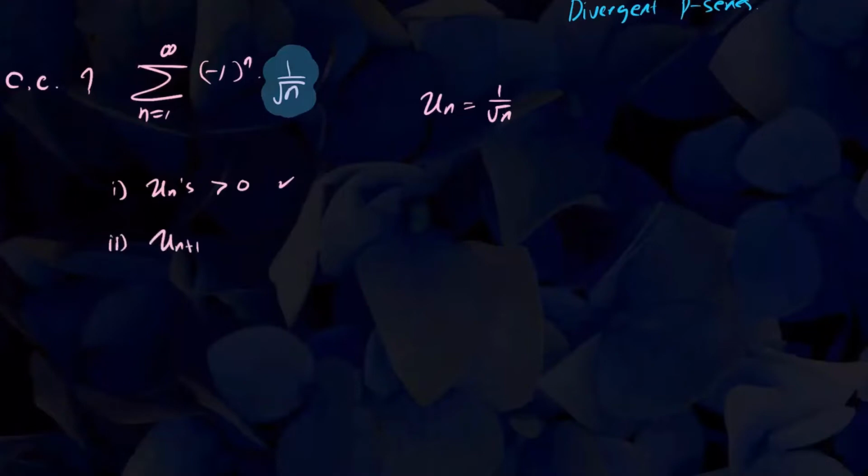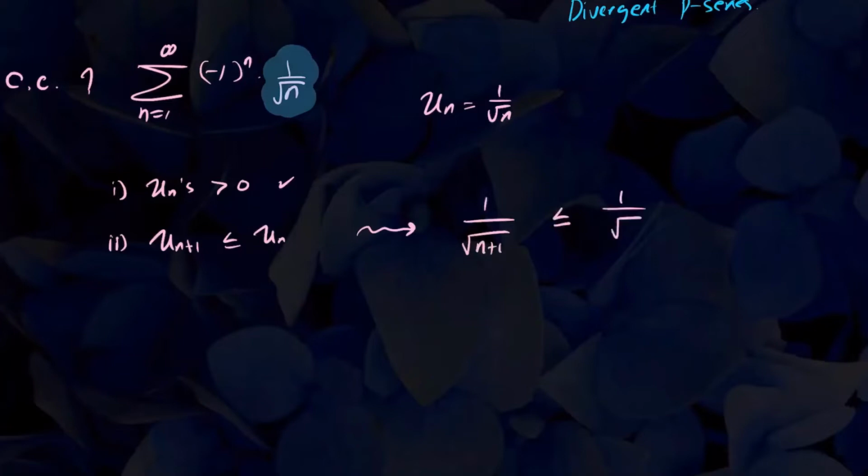So u sub n plus 1 is less than or equal to u sub n. That also seems to be true. This is 1 over the square root of n plus 1. Is that less than or equal to 1 over the square root of n? Yeah, we can agree on that. Because we have more in the denominator here, the fraction value is going to be less on the left side. So that also holds. Now let's take the limit.